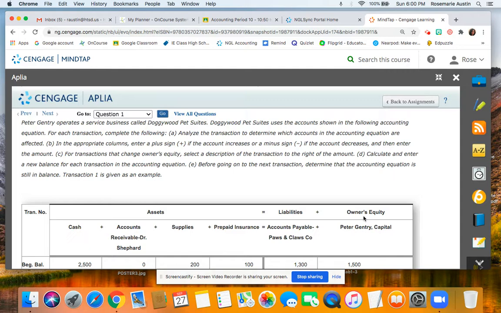Okay, so let me get back to the directions. The final step then is to calculate and enter a new balance for each transaction. And before going to the next transaction, just make sure the accounting equation is still in balance.